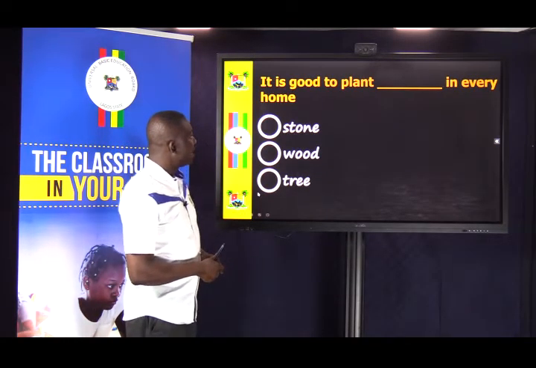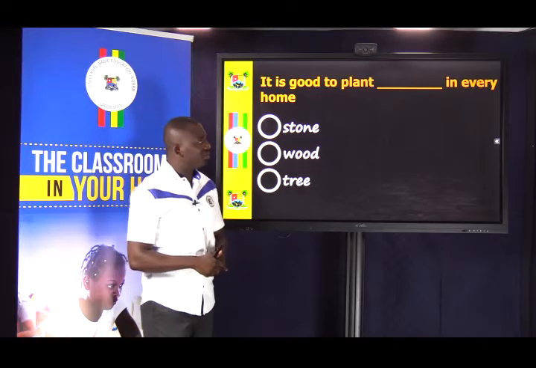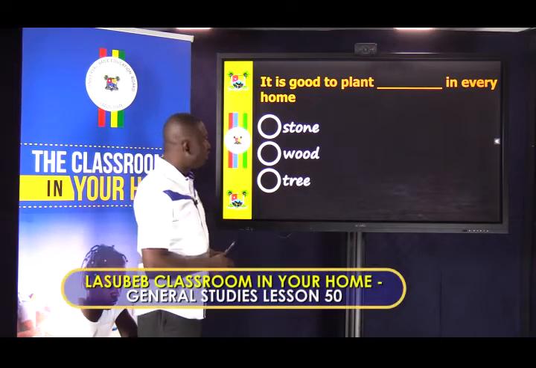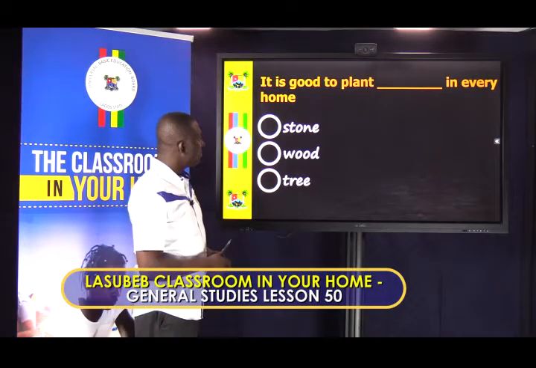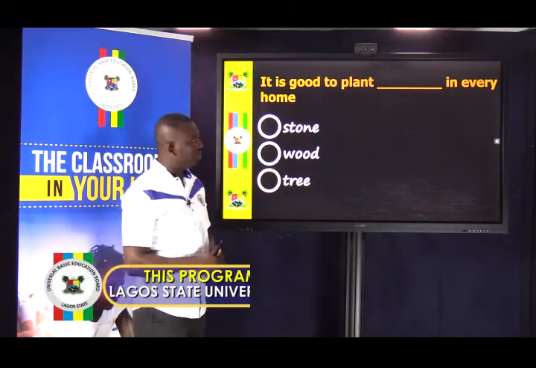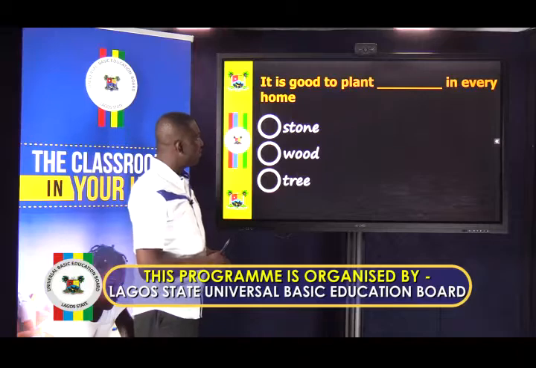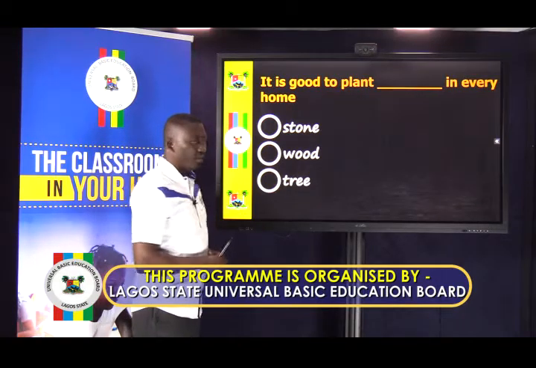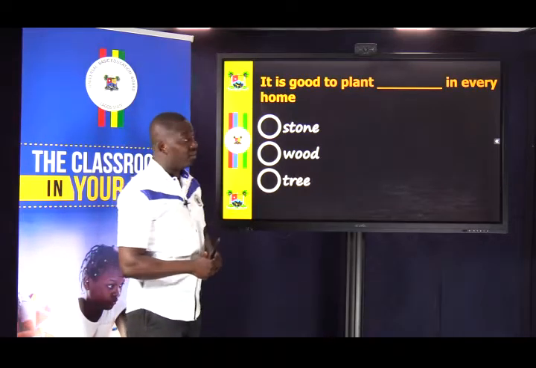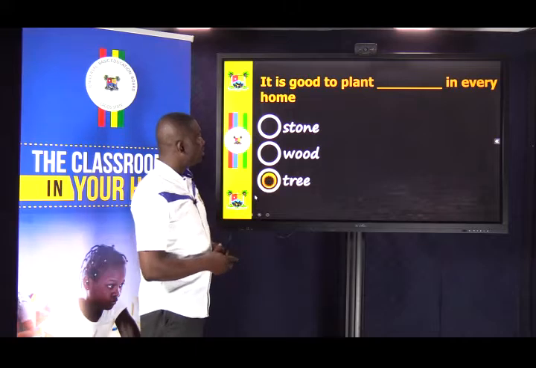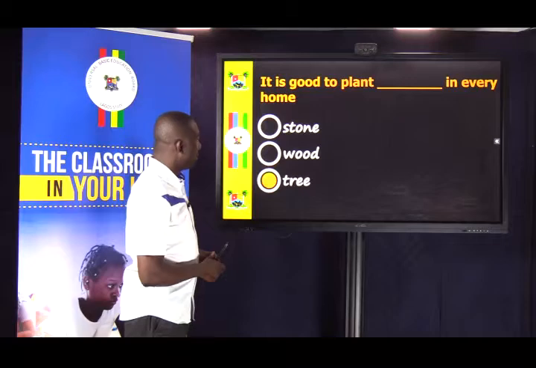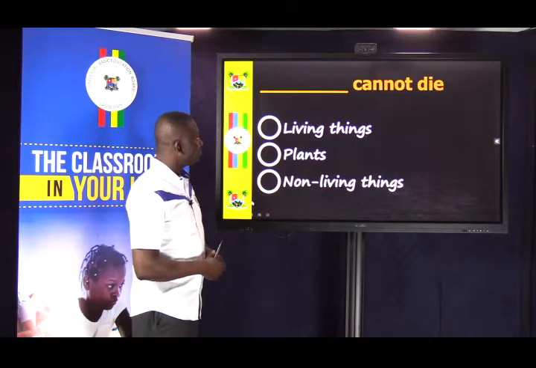It is good to plant dash in every home. So what should we plant in every home? Is it stone? Is it wood? Or is it tree? Which one should we plant in every one of our homes? Put down your answer. Have you done that? All right, it is good to plant tree. There should be at least a tree in every home. Okay? All right. On to the next question.